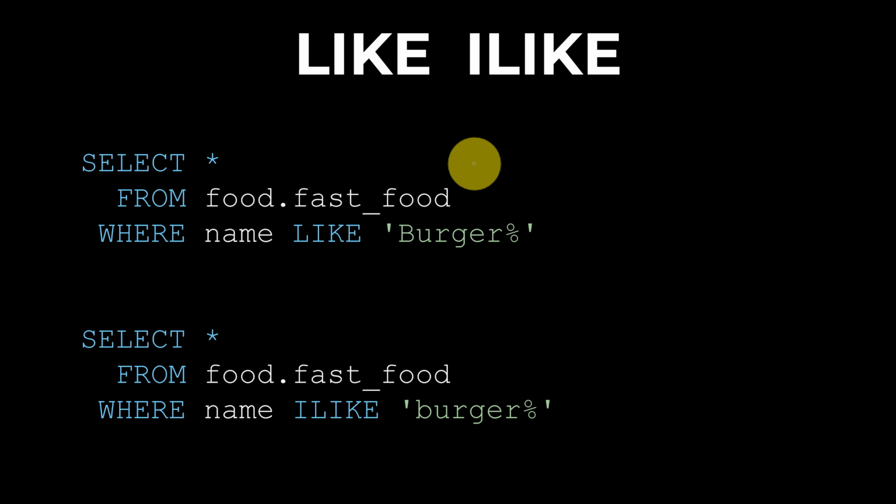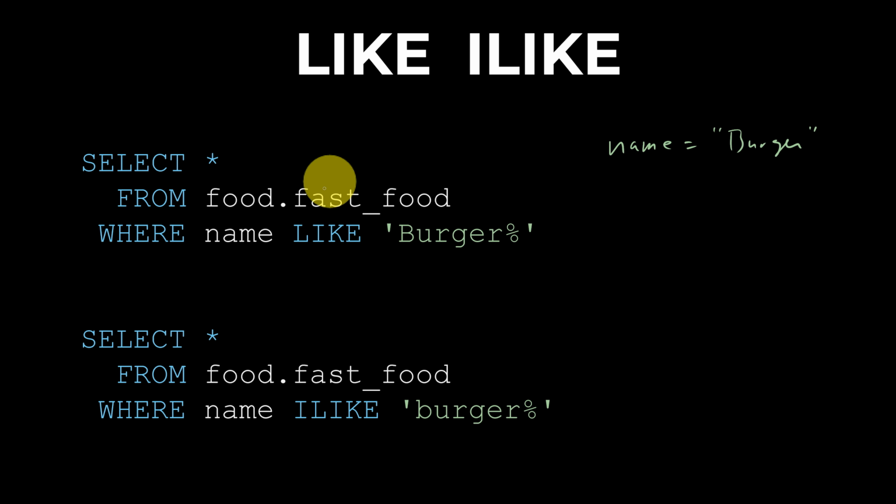So today we are going to talk about LIKE and ILIKE. Sometimes we want to filter based on a string. We know that for a string, we could do stuff like name equals burger, and then you'll get all the rows where the field name equals burger. But sometimes you just want to know if the string name or any other string contains a certain word.